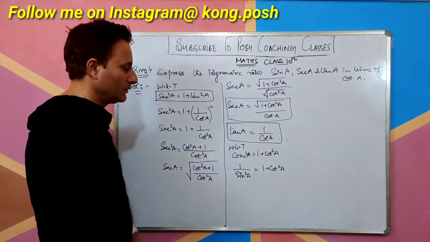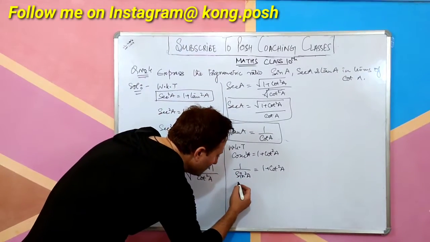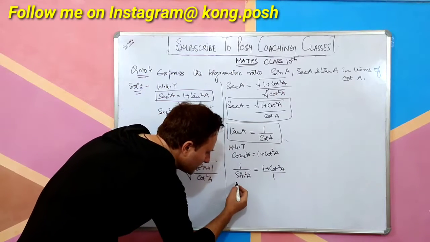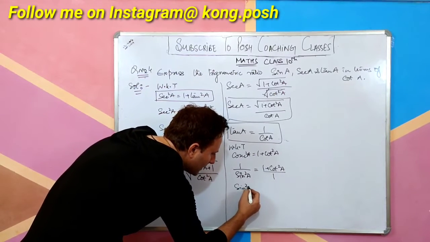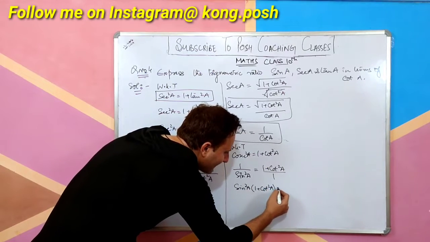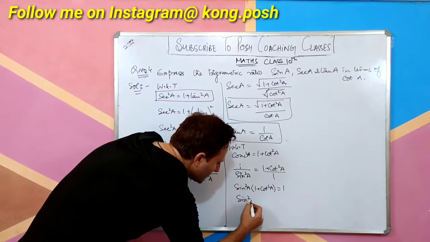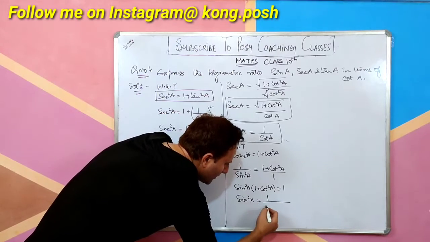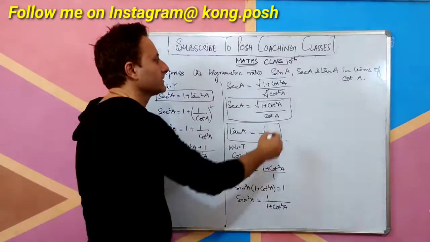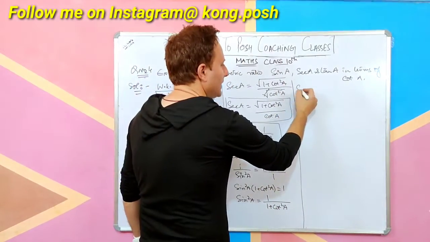Clear? Now, I need to find sine A. So what I will do, I'll cross multiply both the things. It is sine square A into 1 plus cot square A is equal to 1 multiplied by 1. Then sine square A is equal to 1 upon 1 plus cot square A. Right? Still, sine square A is there, so I need to search for the sine A.